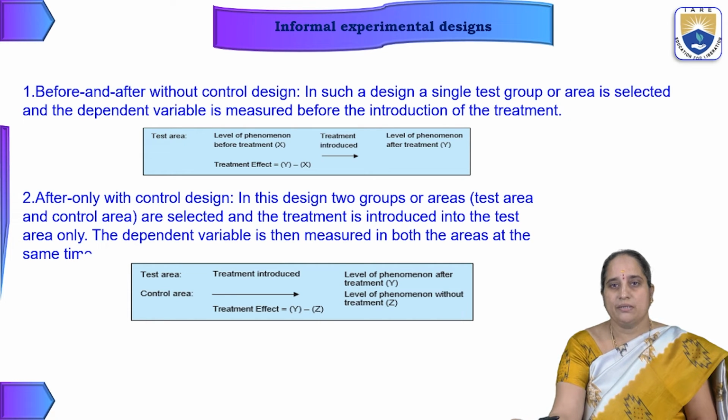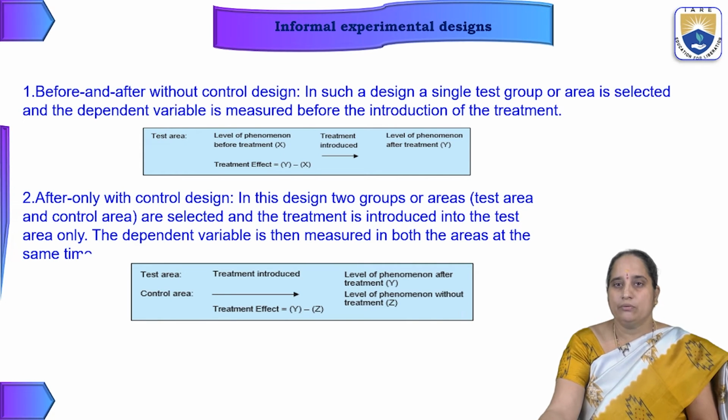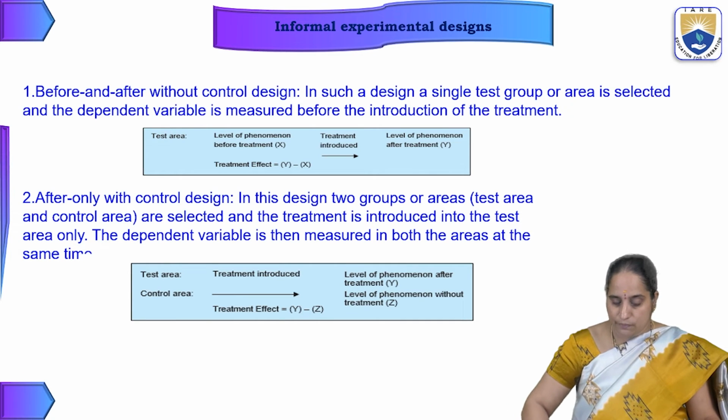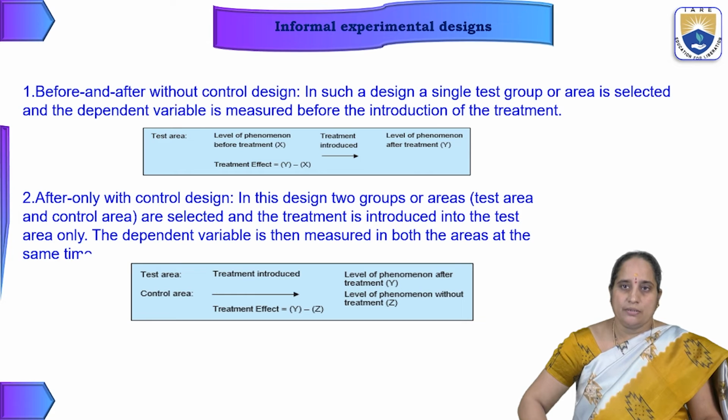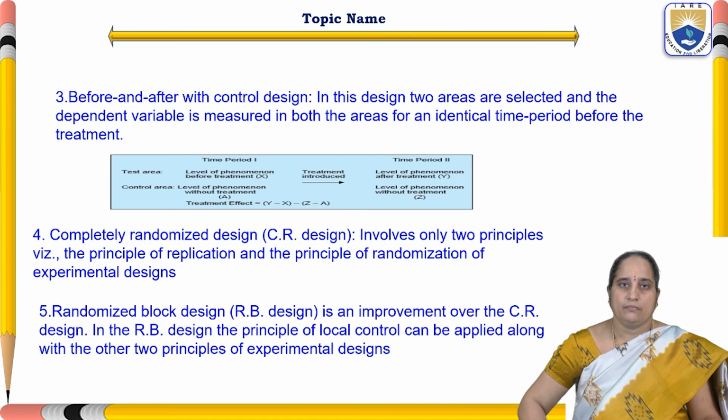Simultaneously we start the treatment in both areas, and then we can measure what will be the level of phenomena before treatment and after treatment. The difference between these two again leads to the treatment effect, whether you have a positive effect or a negative effect. That should be measured under the after only with control design with two areas.